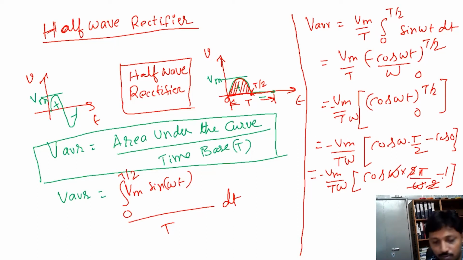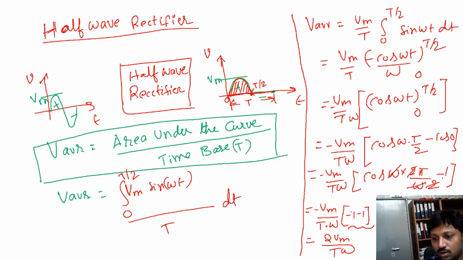So what is left here? Minus Vm by T omega times, cos pi means minus 1, so minus 1 minus 1 makes this value minus 2. So minus 2 into minus Vm, we get 2 Vm by T omega. So here V average is equal to 2 Vm by T omega.